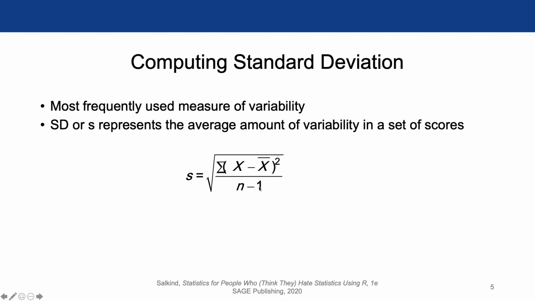We have n minus 1 because we're doing an unbiased estimate, and we need to correct for the fact that this is a statistic for our sample and we are making an inference about the population. So we just subtract by 1 to inflate the standard deviation and give us a better idea of the population statistic. But don't worry too much about that right now. The main idea here is that this is an average.